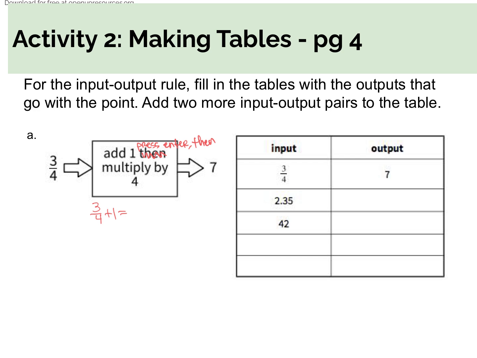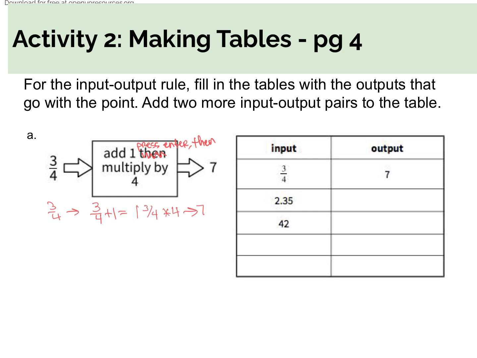So 3/4 plus 1, press enter, and we should have it as either 7/4 or 1 3/4. Then we're going to take this and multiply all of that by 4. We take our answer, multiply it by 4, and this is how we get 7 back. So we put in 3/4, did all this, and we got 7.